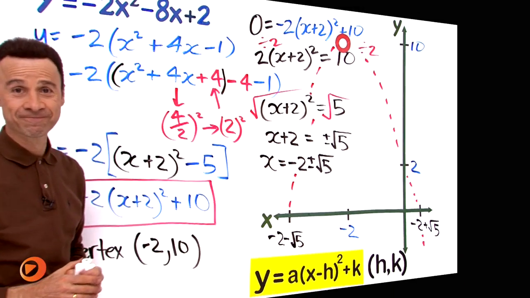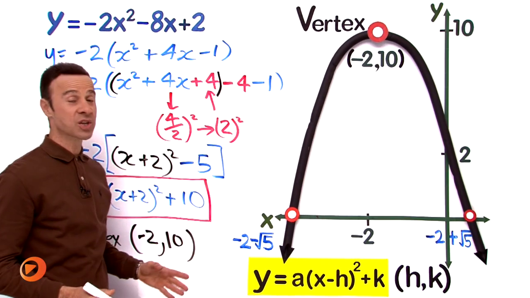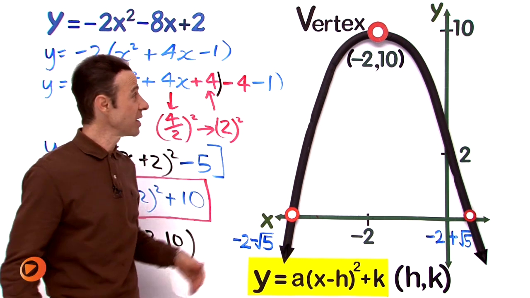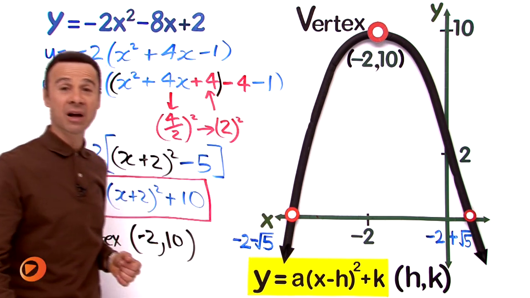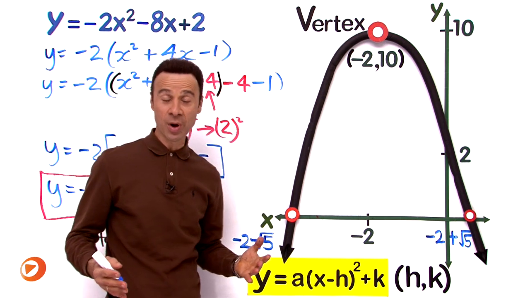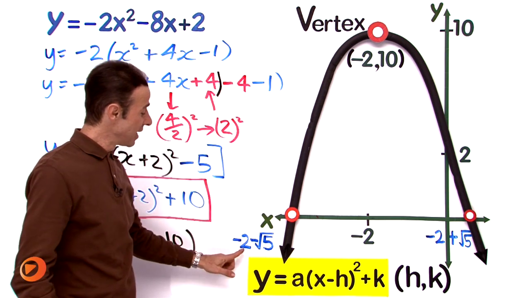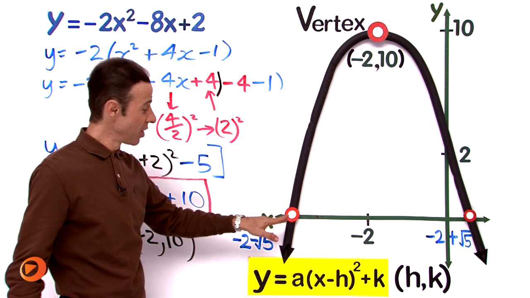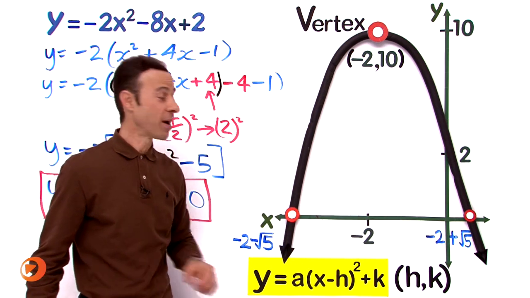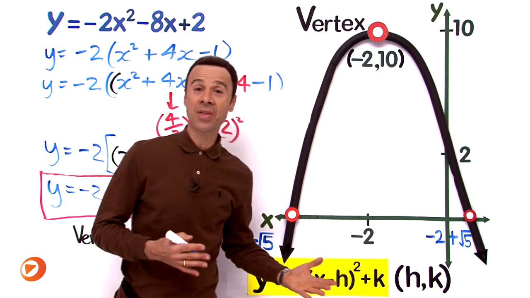I'll be right back. All right, guys, here's the sketch of that parabola. As you can see, it's concave down. We have again the vertex, negative 2, 10, which we calculated earlier, and we used completing the square. Now the 2 x-intercepts again is negative 2 minus the square root of 5 right there on that x-axis, and negative 2 plus the square root of 5 right up over there. There you have it, guys.